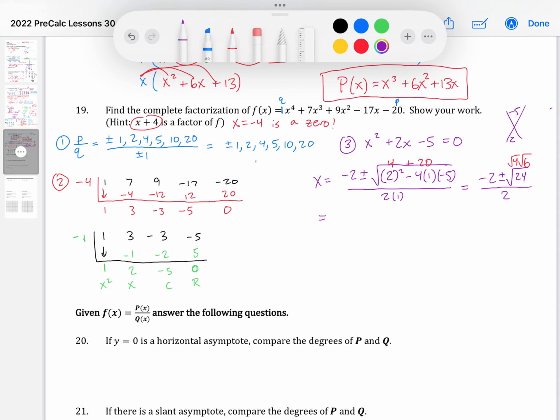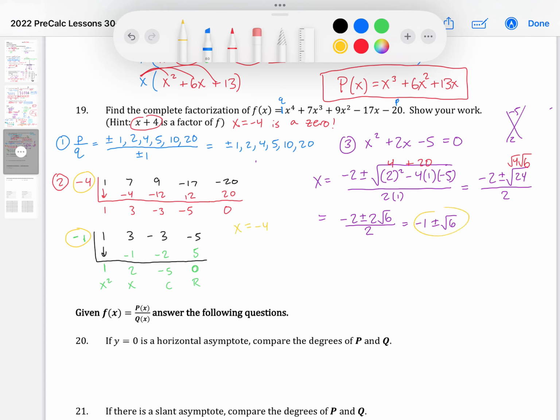So we could get -2 plus or minus 2 root 6 all over 2. And then you can reduce that down. -2 divided by 2 is -1. 2 divided by 2 just gives you plus or minus 1 root 6. So we found all of our zeros, okay? Now we have to go back and put them into our factors. So if you want a list of your zeros, well, -4 gave us a 0, -1 gave us a 0, and then these are our other two.